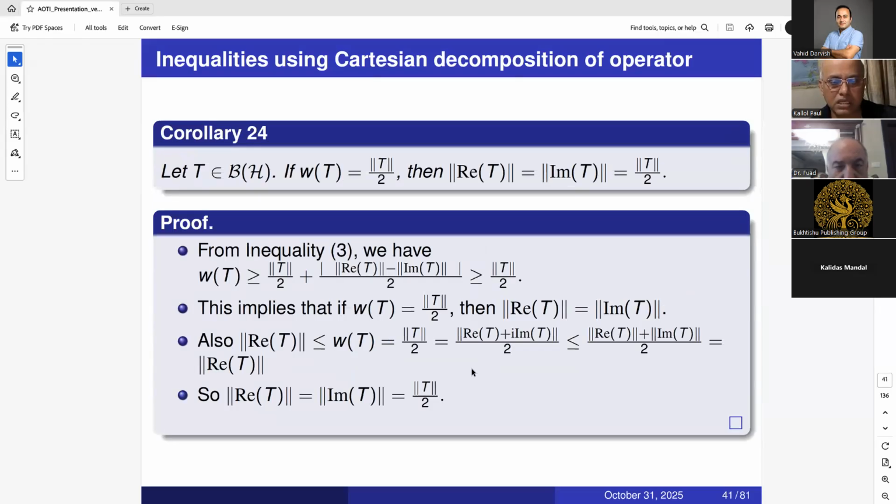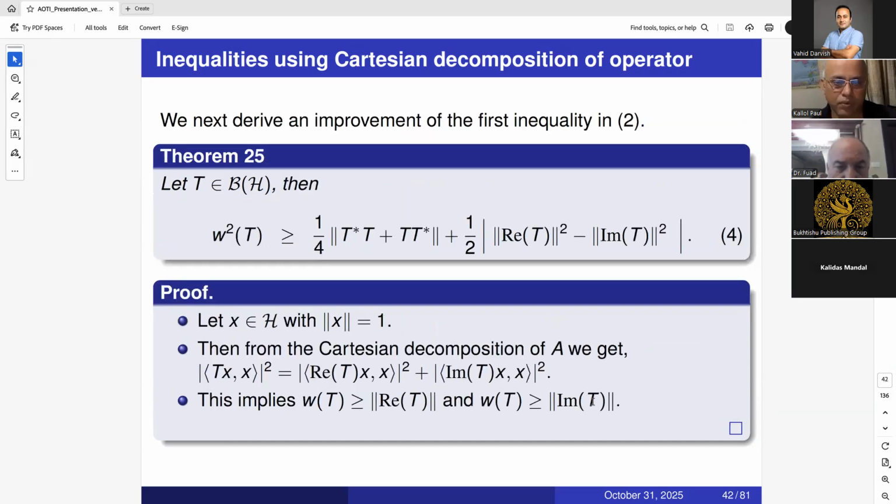And from there, we can see that if wt equals norm of t by 2, then the norm of real t is equal to the norm of imaginary t is equal to norm of t by 2. All these things have to be equal. This is very simple if you look at this inequality, because wt is always greater than or equal to this, and that is always greater than or equal to norm t by 2. So if the left-hand side wt is equal to the right-hand side norm t by 2, that will squeeze them. So this part has to be 0 so that they all coincide. So this is the proof.